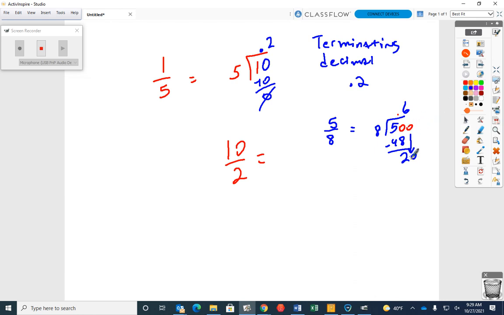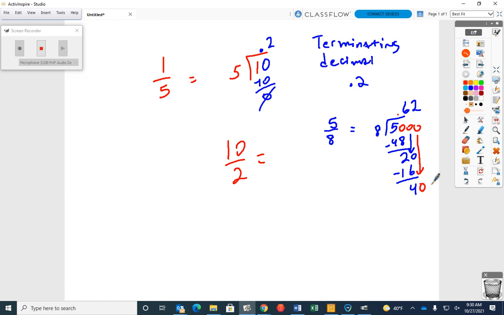Can 8 go into 20? How many times can 8 go into 20? 2. Okay, and what is 8 times 2? 16. Now I have a 4. Can 8 go into 4? Can I add another 0? Yes, I can. And now I have 40.